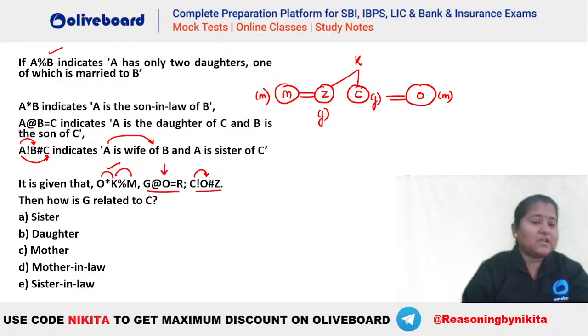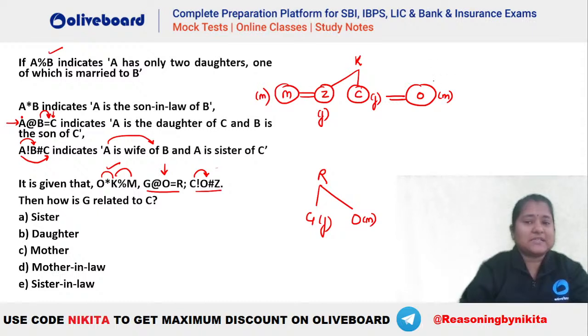Now we have this one here, G at the rate O equal to R. So you can see this is the relation. A is the daughter of C. That means you can see this person has to be the daughter of third person. That means G has to be the daughter of R. Okay, so let's draw it here. G is a female person. She is the daughter of R and B is the son of C. That means the second person has to be the son of C. So O has to be the son of R here. Okay. So you can see O has to be the son of R. So O will be a male person, something like this.